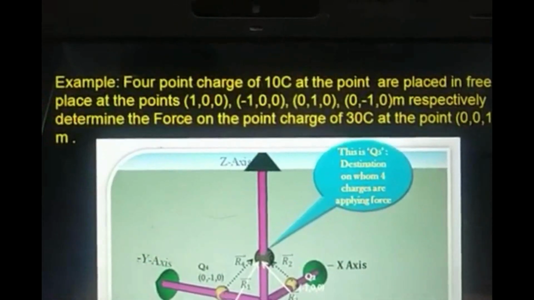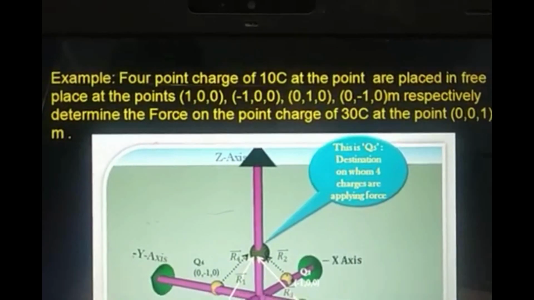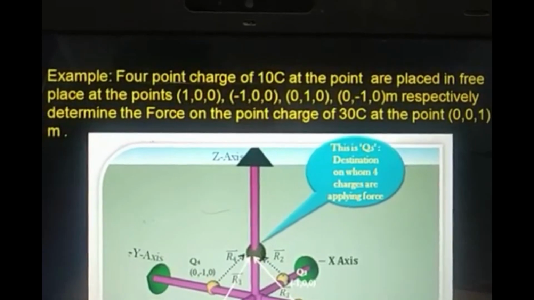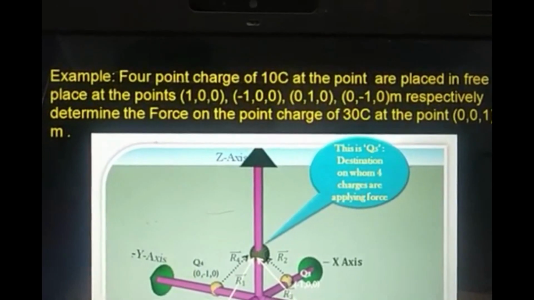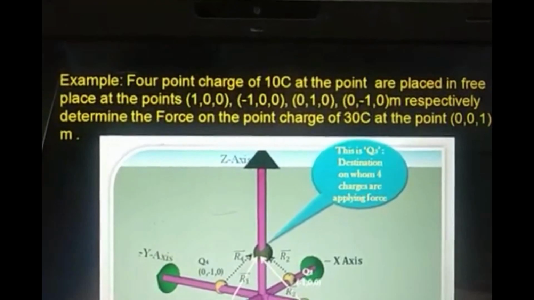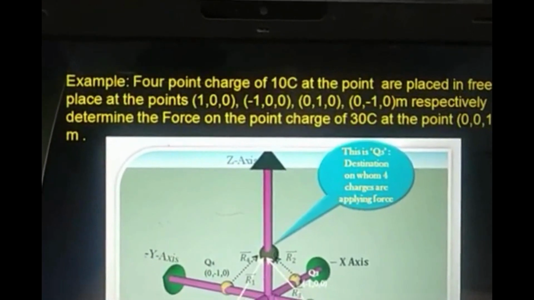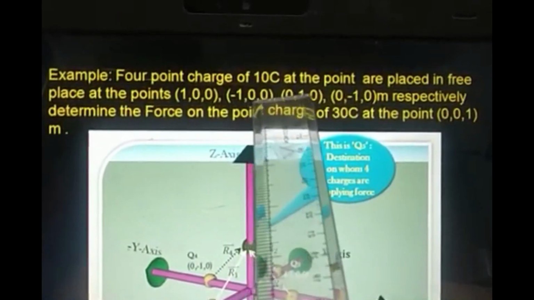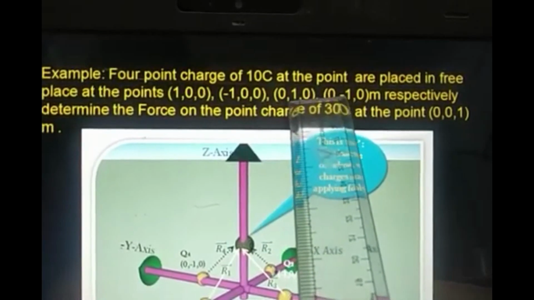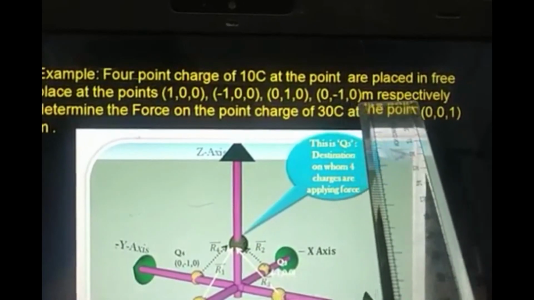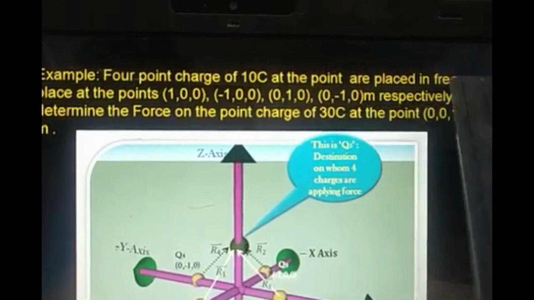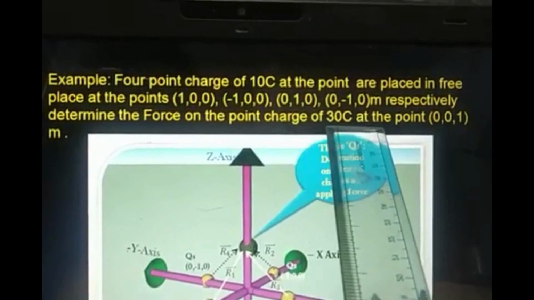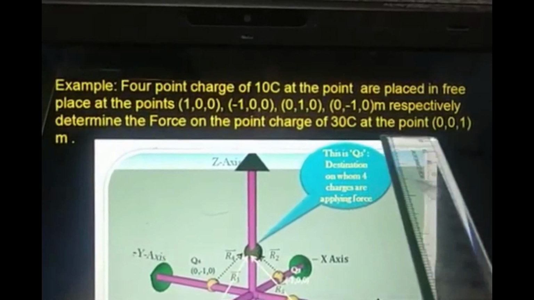So there is another example here. What it is asking is giving us 4 point charges. Say there are 4 point charges of 10 Coulomb, and the points are placed in free space. And what are the locations given? Say first is 1, 0, 0. Second one is -1, 0, 0. Then 0, 1, 0, and 0, -1, 0. So what we have to do? We have to determine the force on the point charge of 30 Coulomb present at 0, 0, 1.